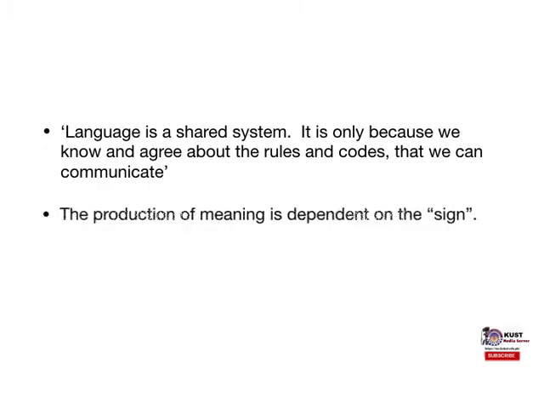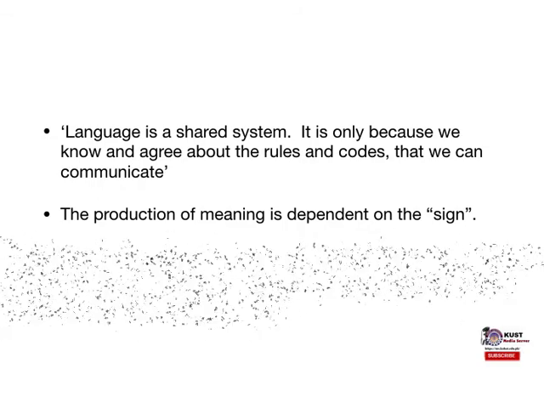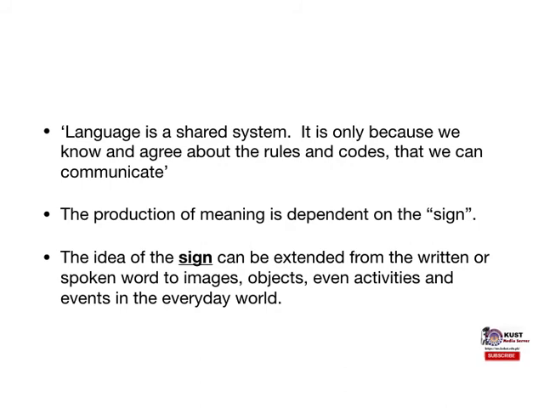So the production of meaning is dependent on the sign. The idea of the sign can be extended from the written or spoken word to images, objects, activities, and even events in the everyday world. Let's not simplify semiotics to just a basic sign or a written word. It can be applied to images, objects, activities, and events in the everyday world. That's a very important point. Whenever you analyze, don't simplify semiotics.